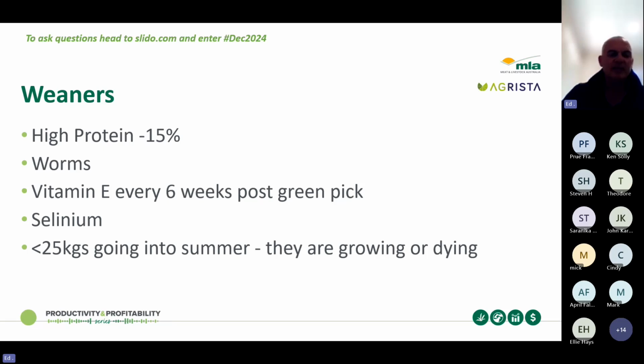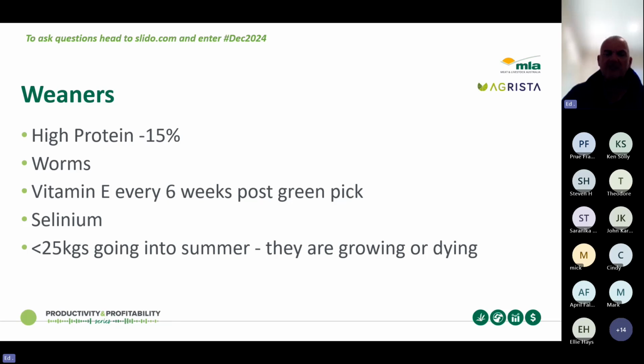For weaners, the requirement is a lot higher, looking around 15%, whereas adults, we said before, was 6 to 7%. So for us, having a higher protein ration is really important, particularly as we generally have reasonably short seasons over here. September can be finished in September for some people, September, October. So those June, July lambs can be pretty small when they're transitioning from the green phase to the dry phase. And we know that under 25 kilos, they really need to be growing, otherwise they're going backwards, and backwards means they're dying.